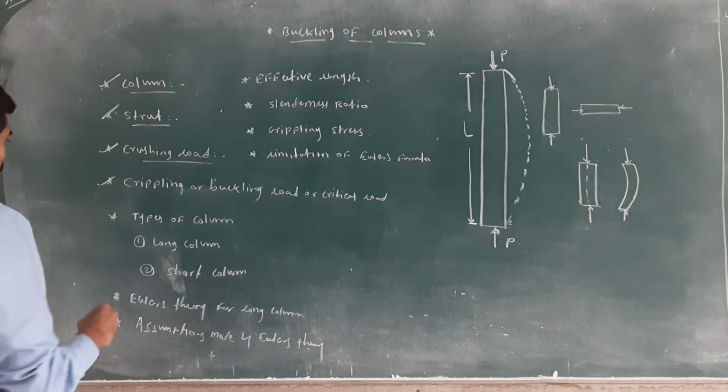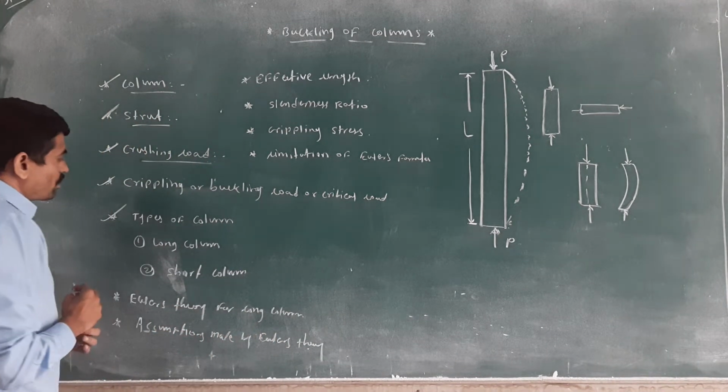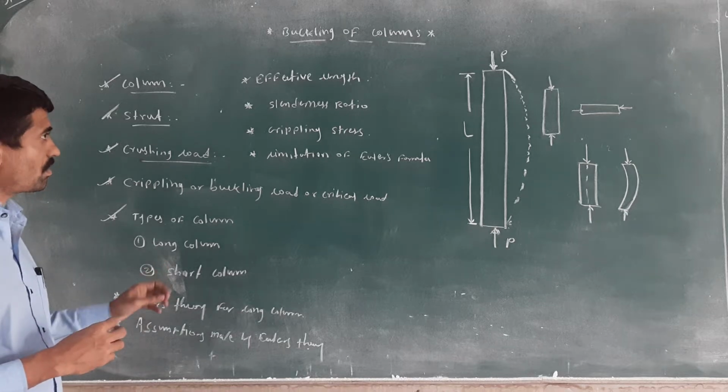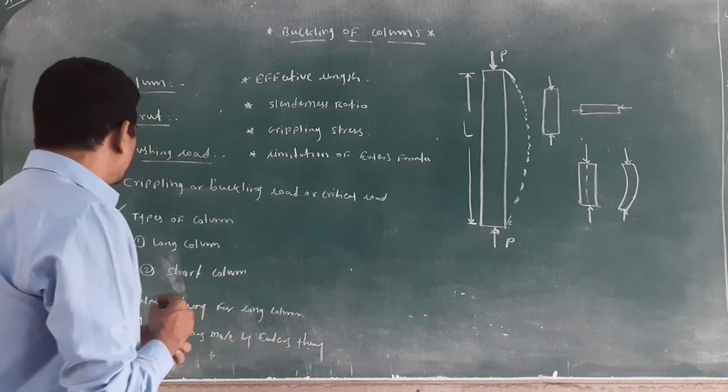Then after that, types of column. Types of column. There is a long column and short column.